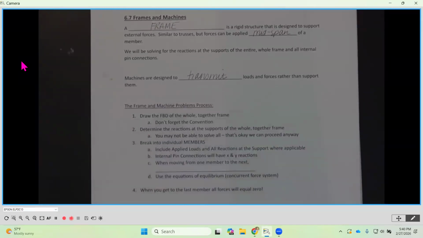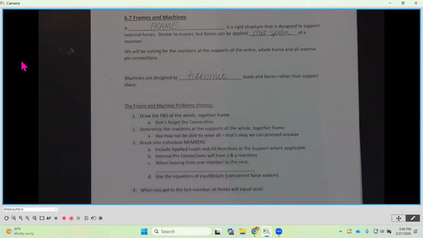Now, when we look at frame and machine problems, how are we going to solve those? Just like with trusses, we go through a process. The first thing we're going to do is draw our free body diagram of the frame as a whole together. Just like we did for trusses, we showed the truss all together. And then it says here, don't forget your convention, because we will be using our convention to identify positive and negative directed forces and moments. Then we're going to determine the reactions at the supports when we have that whole frame together.